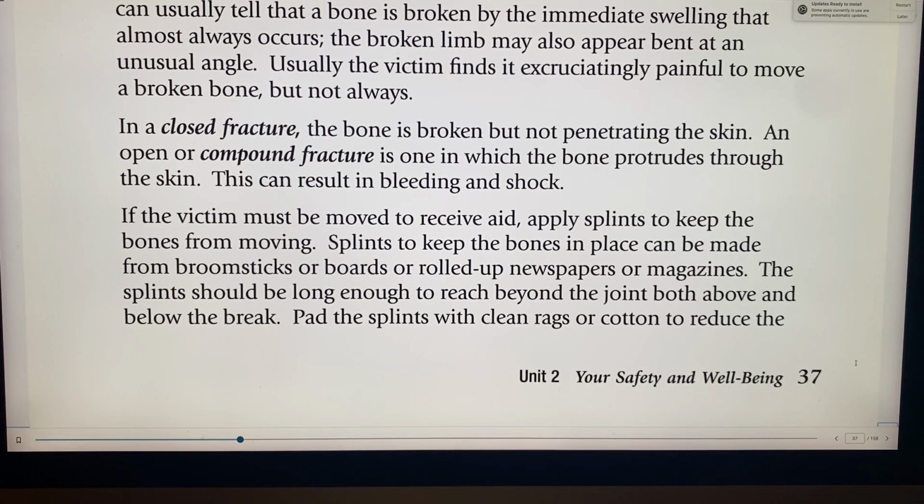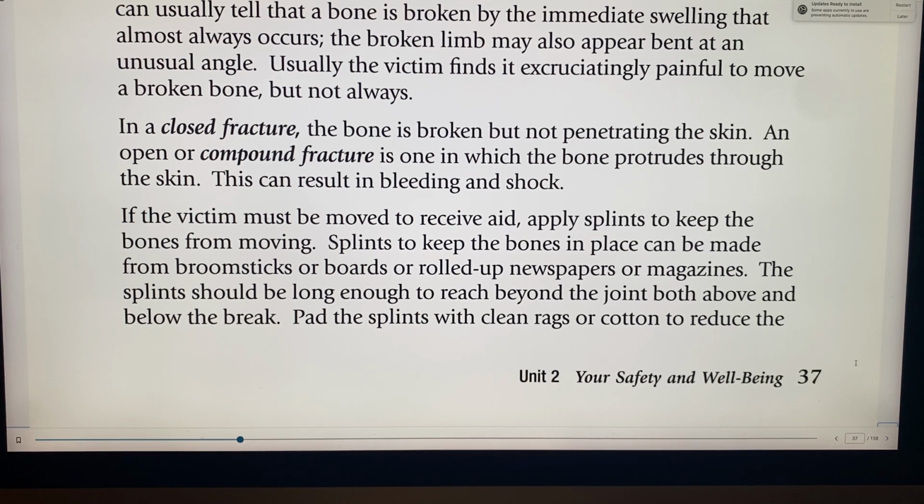So to move them, if you have to move them anyway, you're going to apply splints because they're not going to be able to move around. You can't move that arm around. It needs to be held together in some way, right? So they apply splints. Splints keep the bones in place. You can use broomstick handles, boards, rolled up newspapers, rolled up blankets, anything that's going to stabilize anything you have there.